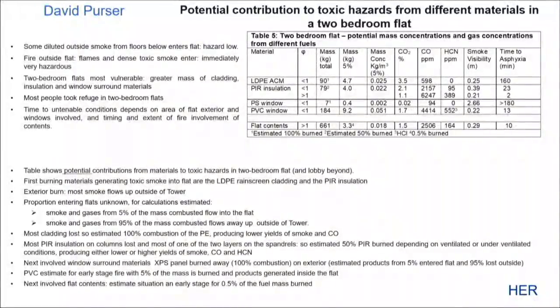Moving on to the PIR, you'll see I've got two rows here. I'll talk you through it again. So I've got 79 kilograms of PIR, so that's the 50% that I'm starting with. And then 5% of that is coming into the flat, at a similar concentration as the PE. And then you've got two rows of gases. The upper row is for the well-ventilated case. So this is all burning under well-ventilated conditions.